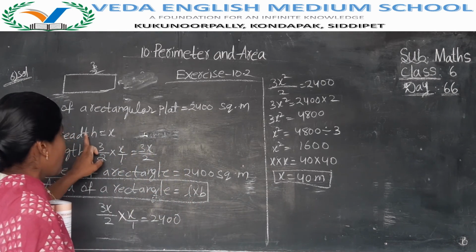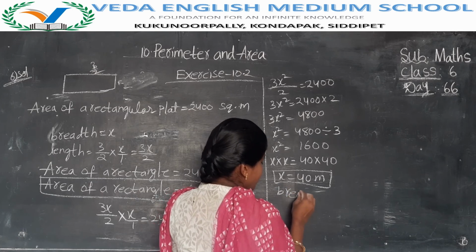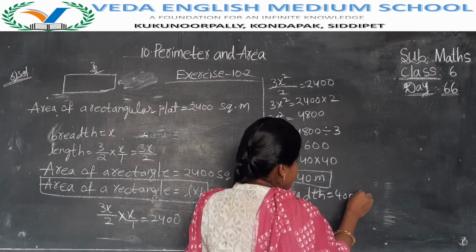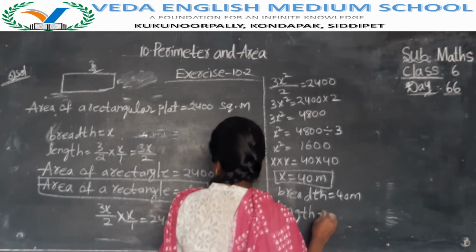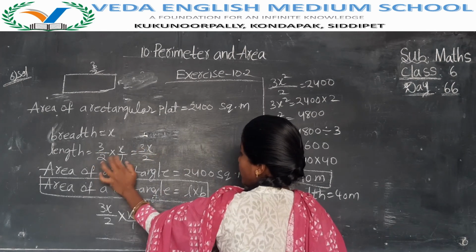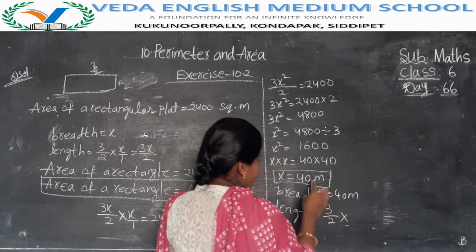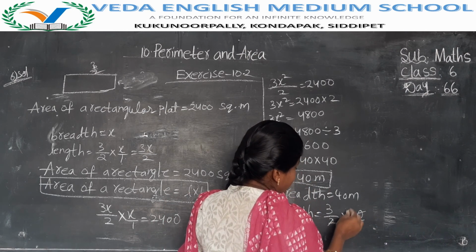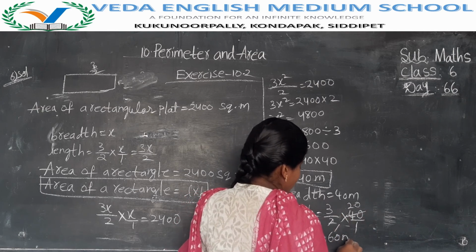What did we take x as? x is the breadth. So breadth is equal to 40 meters. By using this breadth we have to find the length, which is 3 by 2 into x, otherwise 3 by 2x. 3 by 2 into the value of x, which is 40: 2 ones are 2, 2 twenties are 40, so 3 twenties are 60 meters.